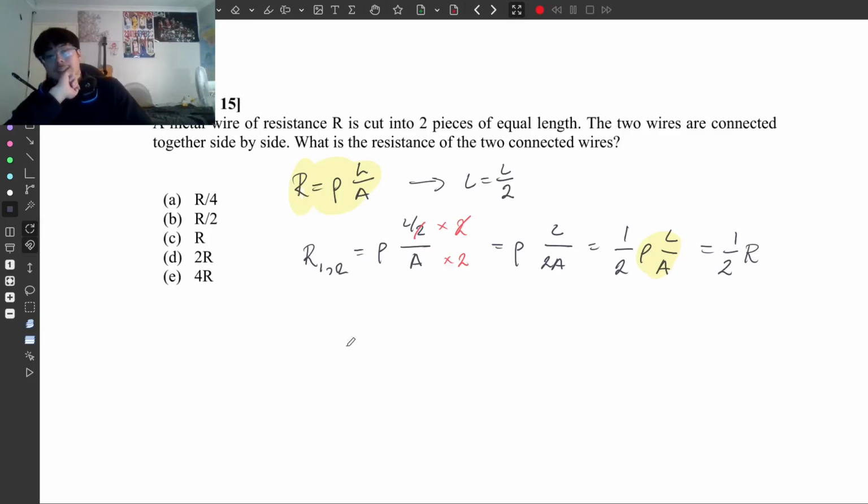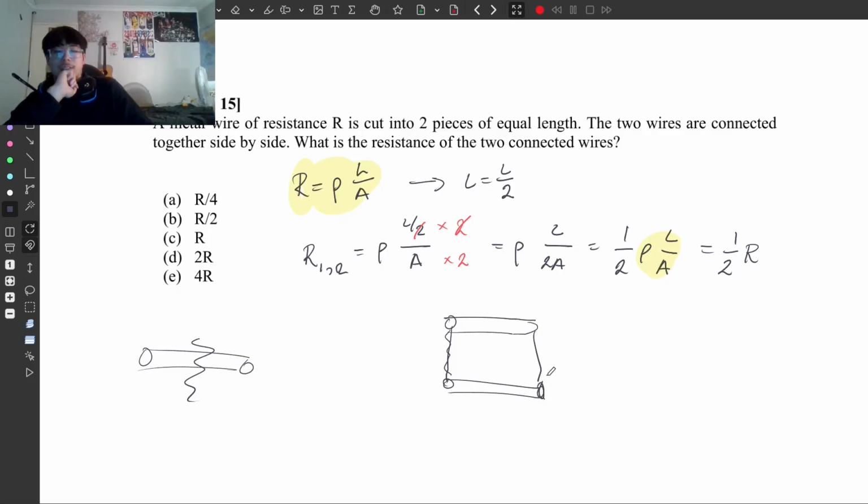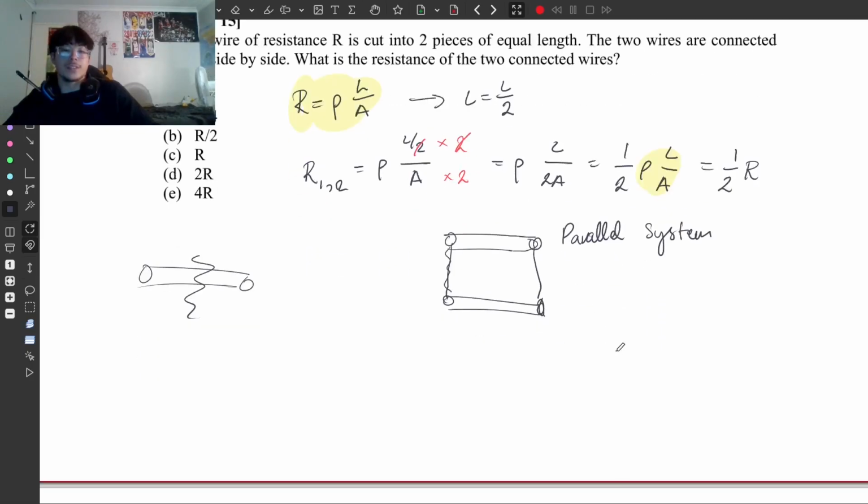But what's happening is that you have this wire here, and then you cut it in half, and then you now have this half here, and then you connect it with wires to this half here. So now you have a parallel system, which means that the total resistance, the equivalent resistance, has to be added in according to this formula: 1 on R equivalent equals 1 on R1 plus 1 on R2.